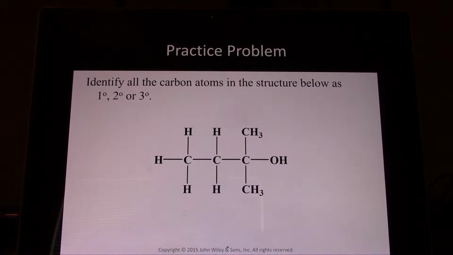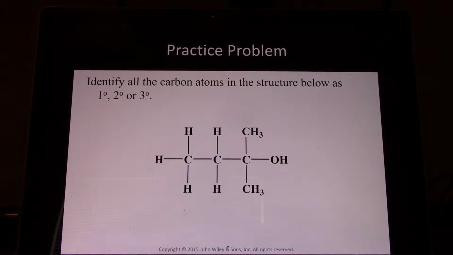Alright, so let's identify all the carbon atoms in the structure below as primary, secondary, or tertiary. This first carbon is attached to 3 hydrogens and only one other carbon. It is primary. The second one is attached to 2 hydrogens and 2 carbons, so it's secondary. And this last one is attached to 3 carbons: 1, 2, 3. So this is a tertiary carbon.